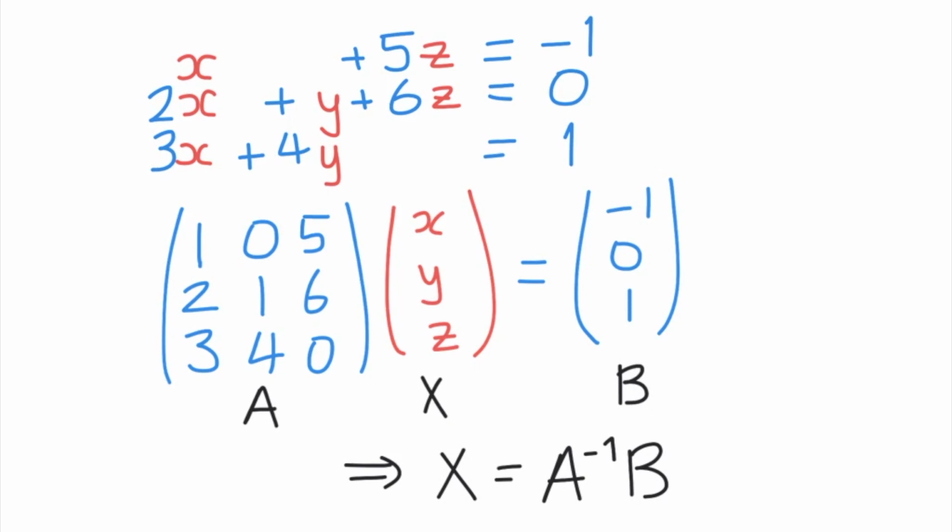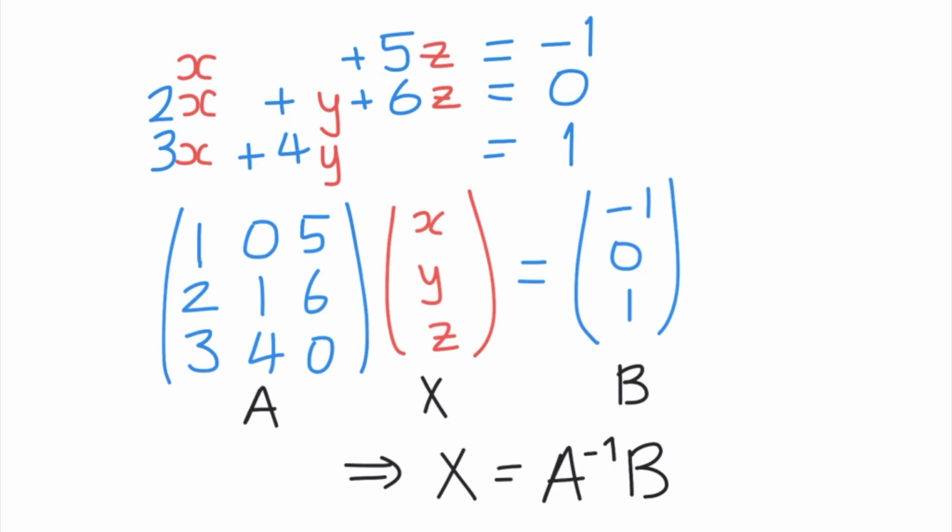So the question remains then, how do you find the inverse of A? And how do you multiply it by B? Remember that these weird rules about multiplying matrices together and multiplying matrices by vectors exist so that this sort of calculation does indeed represent this.